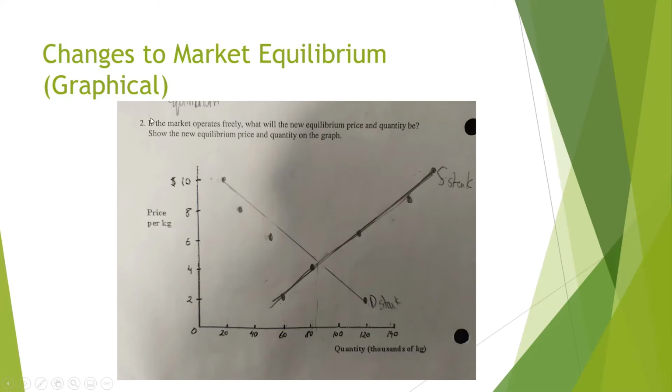Of course, this is all under the assumption that the market operates freely. So if the market operated freely and supply just increased, the market would eventually settle at an equilibrium price of $4.80. Hopefully that made sense to all of you.